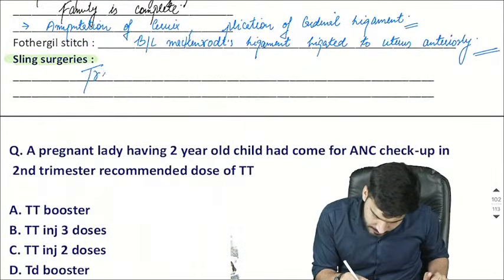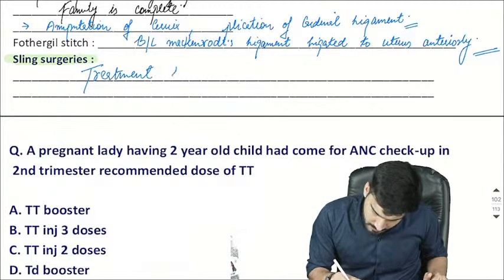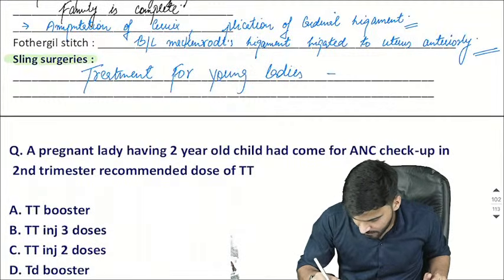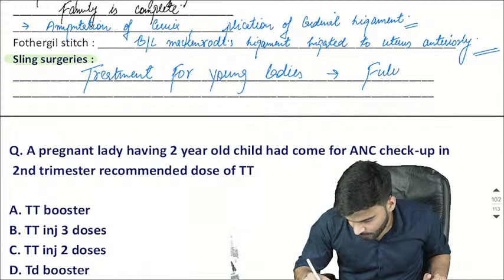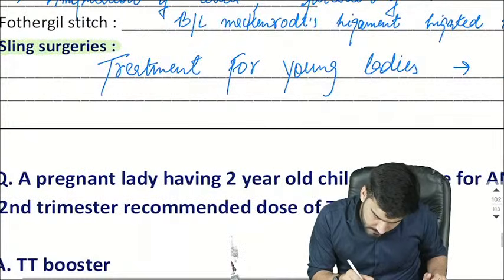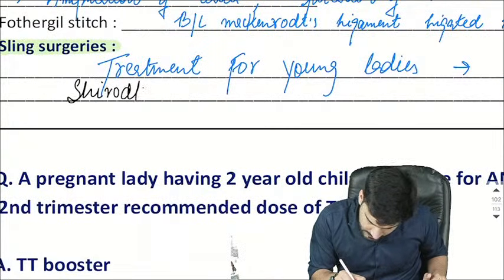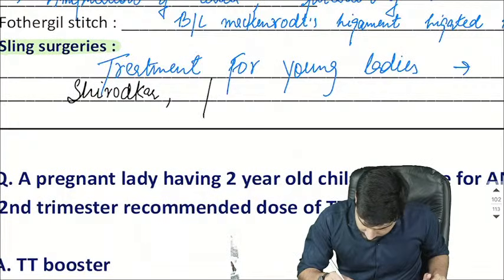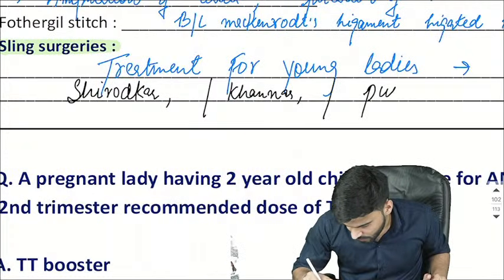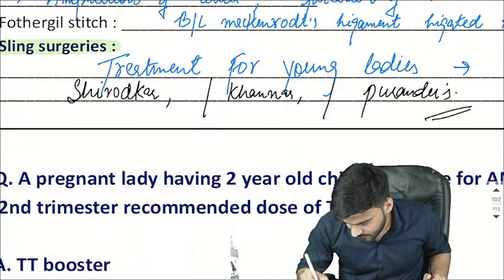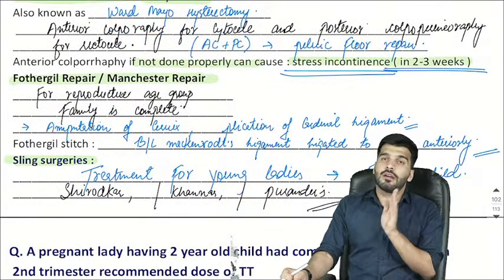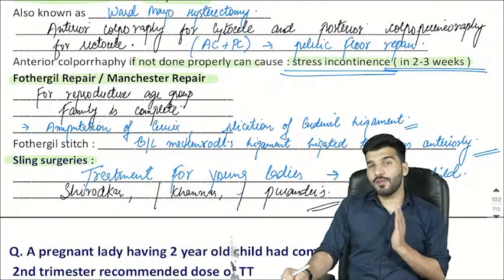So this is the treatment for young ladies who want a future child. And we have different types of sling surgery. We have Shirodkar sling surgery, Khanna sling surgery, or Purender sling surgery. So this is all about the treatment. If a young lady is coming and she's having a plan for a future child, go with the sling surgeries.